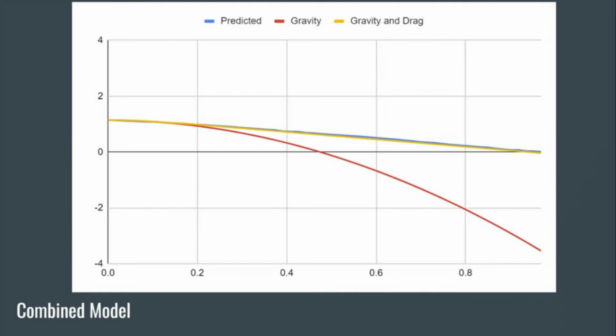This is the combined model. We had the predicted in blue, and it looks around the gravity and drag model, and then the gravity model in red, which was a lot steeper of a slope.